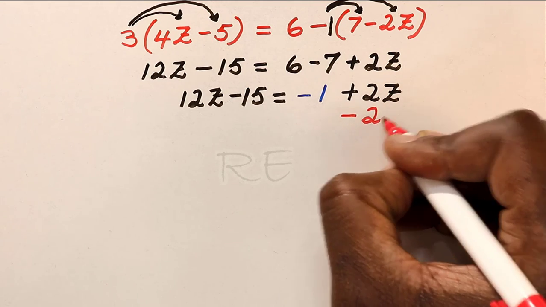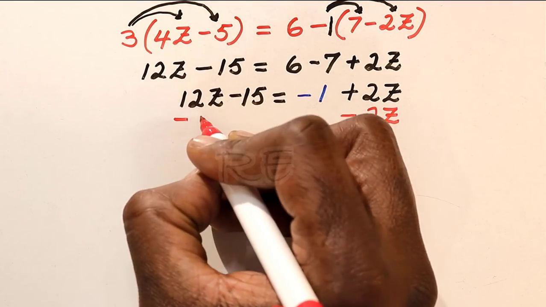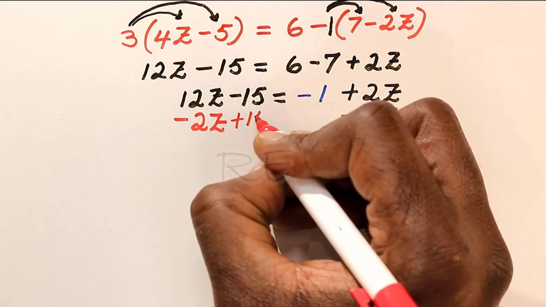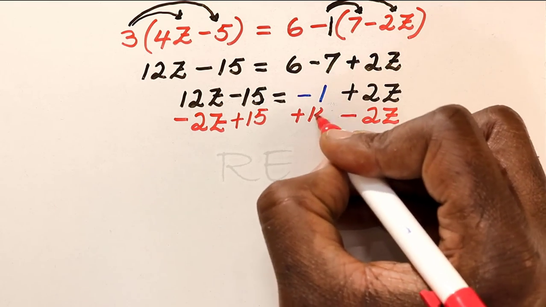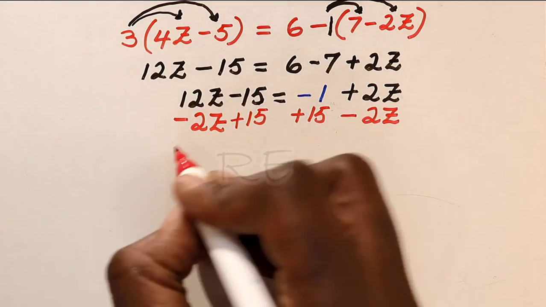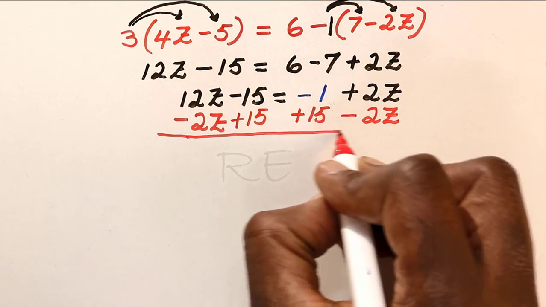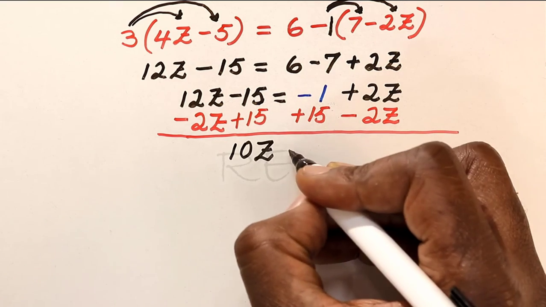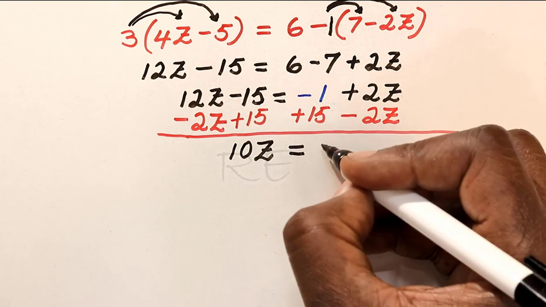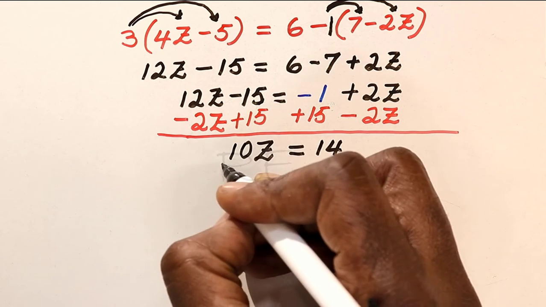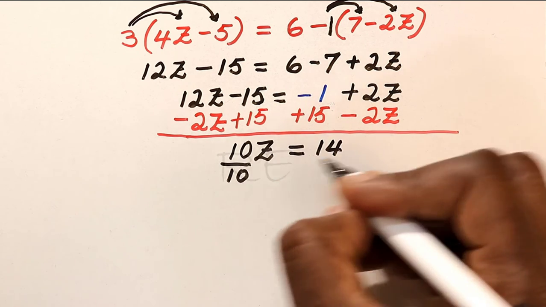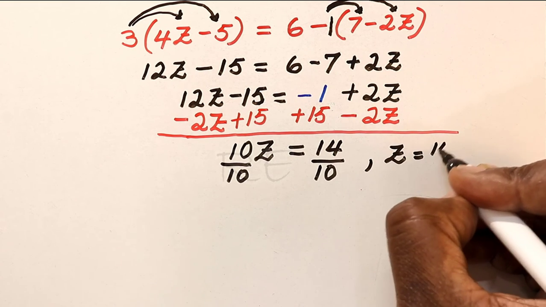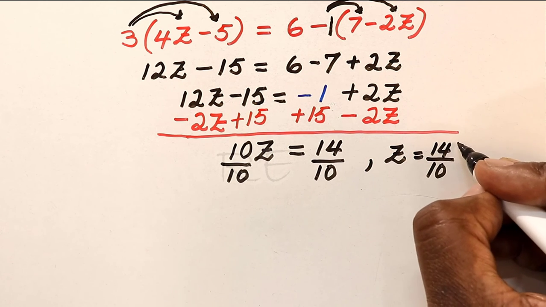Now, to isolate z, we'll take 2z away from both sides, and then we move 15 to the other side by adding 15 to both sides. 12 minus 2, 10, 10z. 15 minus 1, 14. To get z, we divide by 10. Z is equal to 14 over 10.